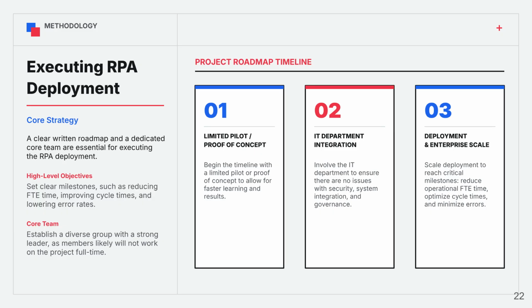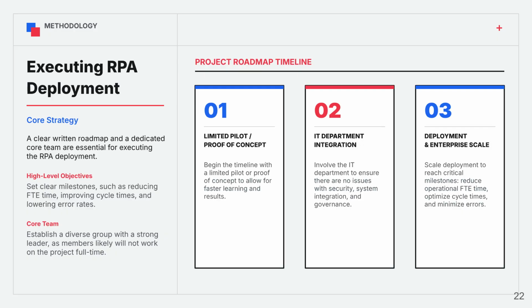Executing an RPA project requires a structured deployment strategy rather than simply developing and launching software robots. A clear roadmap helps the organization move from planning to implementation in a controlled and measurable way while minimizing risks. The process begins by defining high-level objectives. Before development starts, the organization should establish measurable goals such as reducing manual effort, shortening process cycle times, improving accuracy, or lowering operational costs. These objectives provide a benchmark for evaluating the success of the automation initiative.